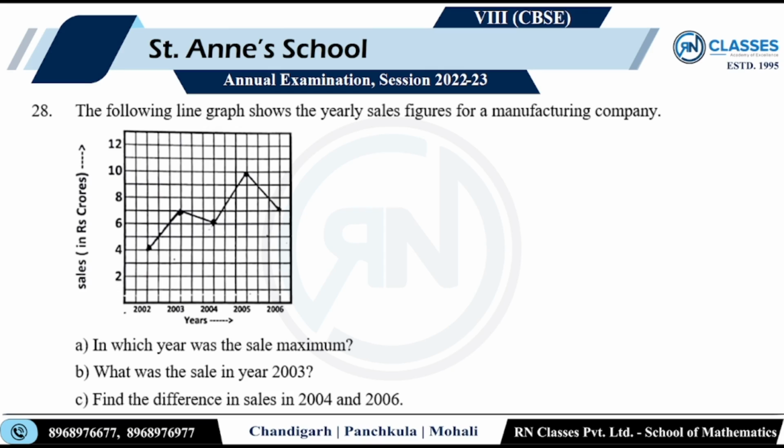The following line graph shows yearly sales, right? Now, in which year was the sale maximum? Where was the maximum? Here. Can we find out? Yes, it was in the year 2000. What was the sale in the year 2003? Here, that would be 7 crores.